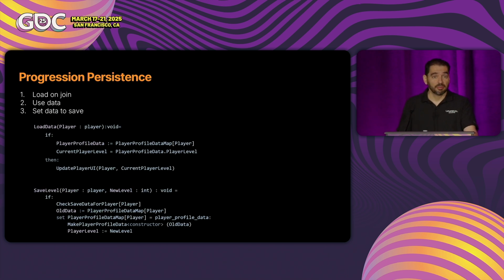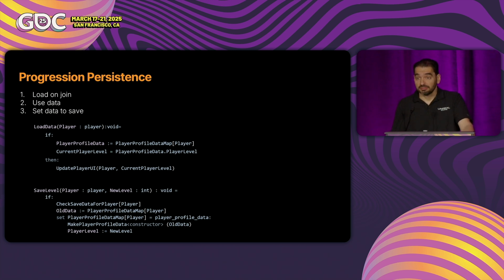And you have to handle it in three parts. When the player joins, you load the data, then use the data, and then set the data when you want to update it. So on join, we check if the data exists. We get the current player level so you can use it in gameplay. Then you can call any updating you have to do, like say updating the UI.